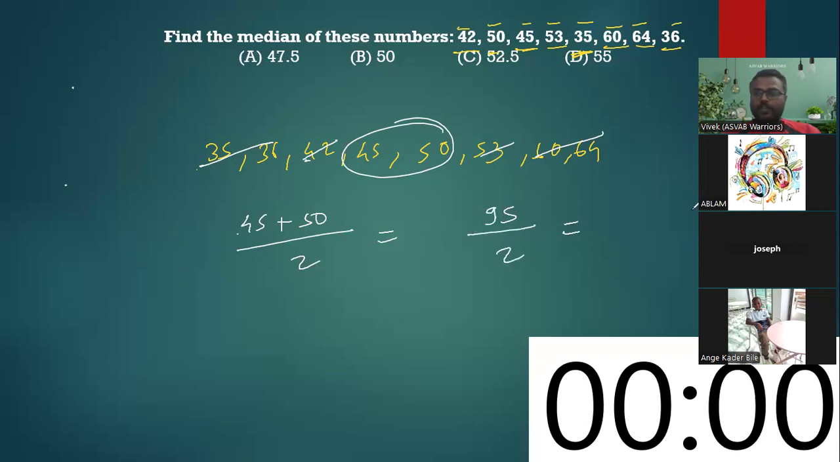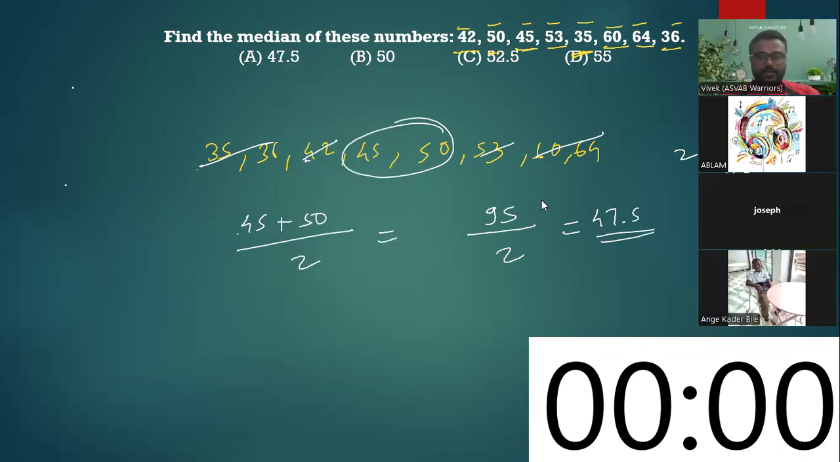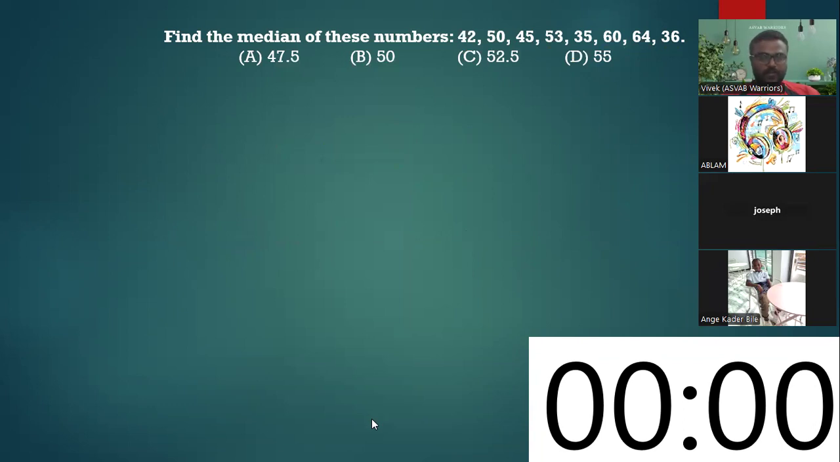95 divided by 2. Let's divide it, guys. 2 times 4 is 8, subtracted. 9 minus 8 is 1. Take the 5 down. 2 times 7 is 14. We have 1 left. Put a decimal point over here. This becomes 10, 2 times 5 is 10. Subtract it, you get 0. We have 47.5 as our answer. I hope everyone understood it. Let's move on.